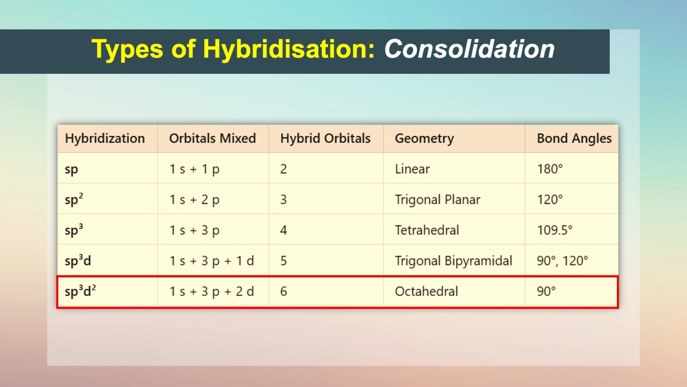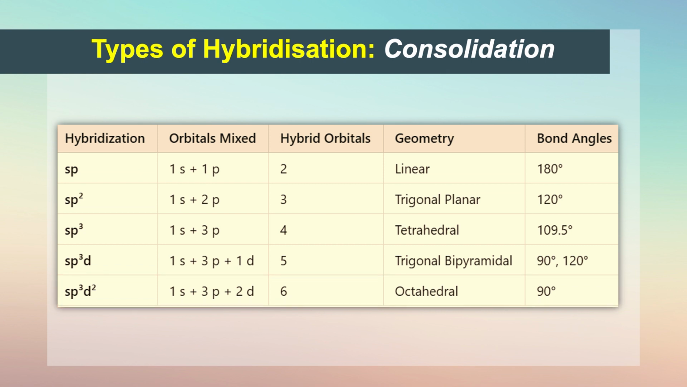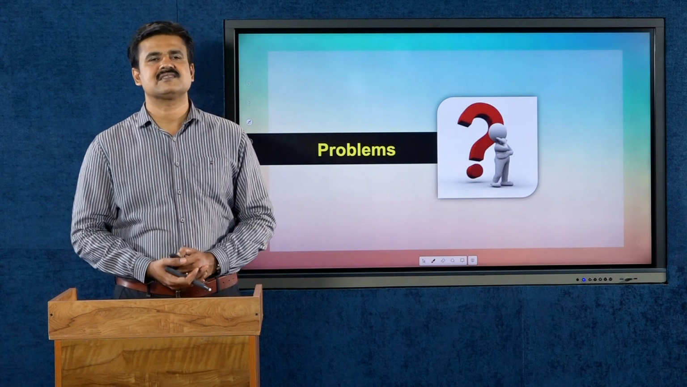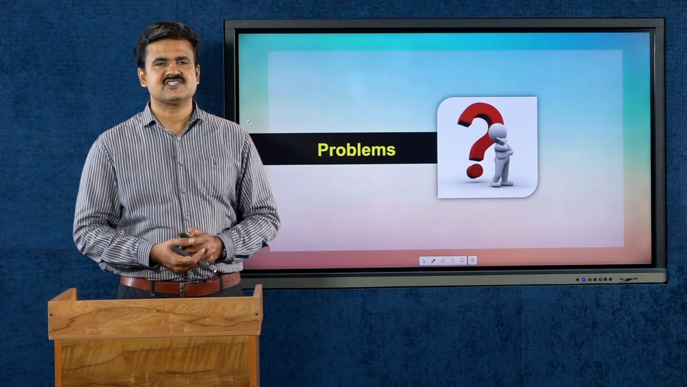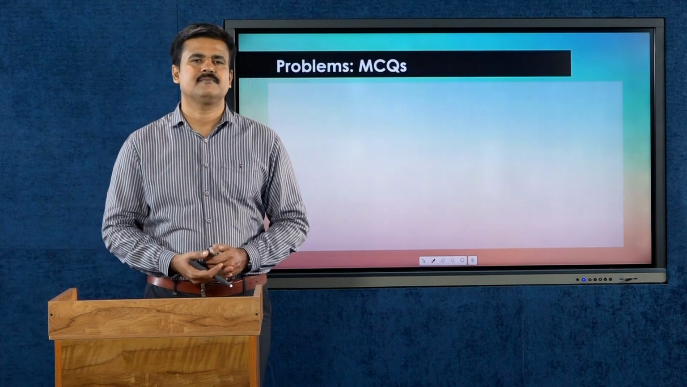And finally, sp3d2 hybridization involves the generation of 6 hybrid orbitals with the octahedral geometry, and the bond angle is 90 degrees. That is all about the consolidation of hybridization. Now we can have some problems based on the concept of hybridization that we have learned so far.